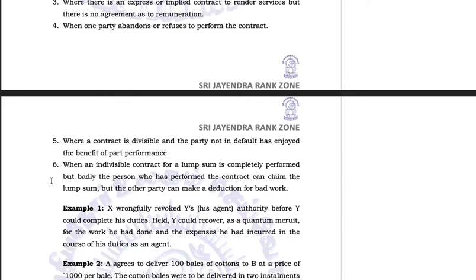X wrongfully revoked Y, his agent's authority, before Y could complete his duties. Held: Y could recover quantum meruit for the work he had done and expenses he had incurred in the course of his duties as an agent.